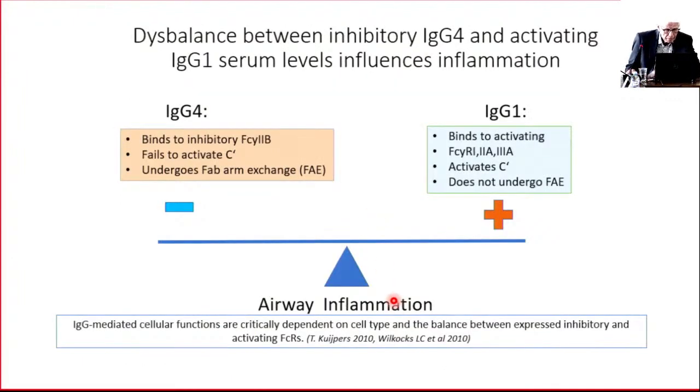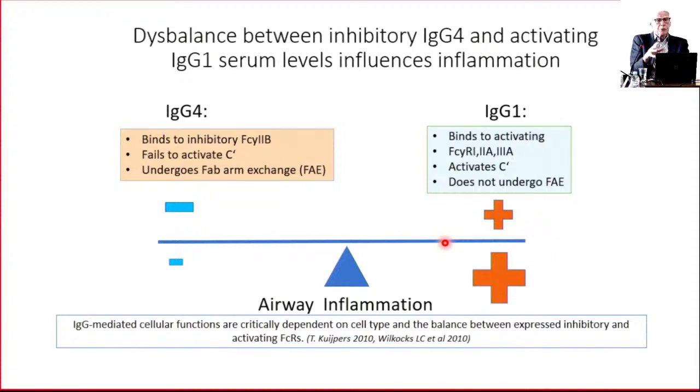Now, Taco Kubus from Holland actually has proposed a model where he opposes IgG4 to IgG1 on a balance. This is anti-inflammatory, and this is pro-inflammatory. IgG1 binds activating Fc gamma receptors, activates complement, and does not undergo Fab-arm exchange. And the IgG4 does not activate complement, binds to inhibitory Fc gamma receptors, and undergoes Fab-arm exchange. So in a way, you have less inflammatory consequences from an IgG4 molecule than from the IgG1.